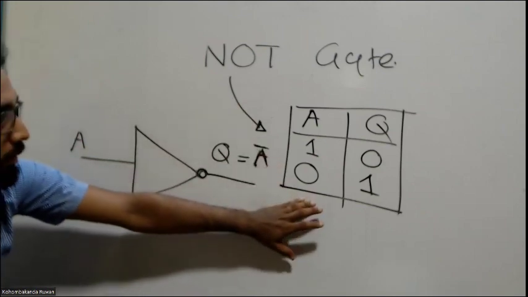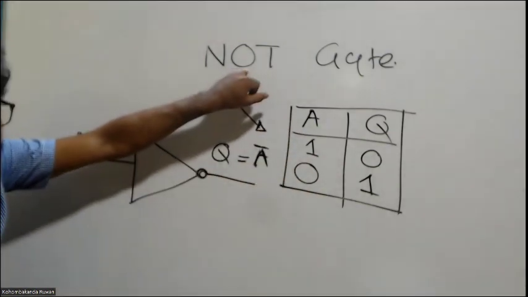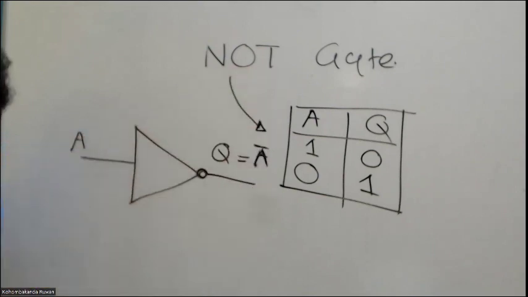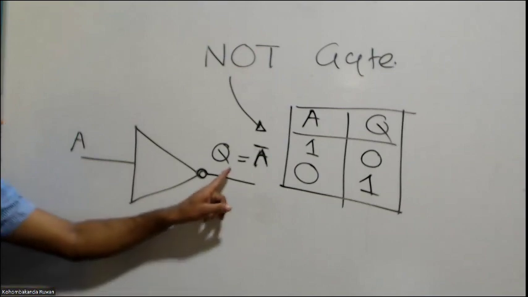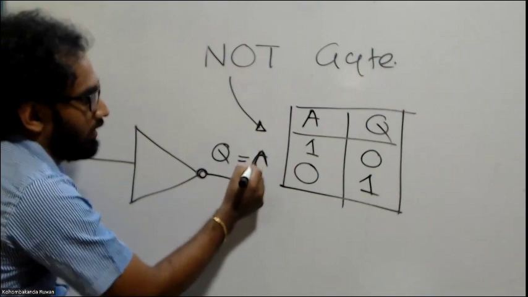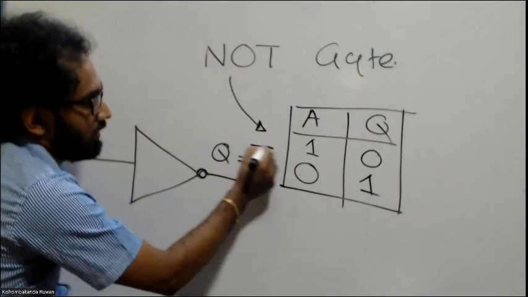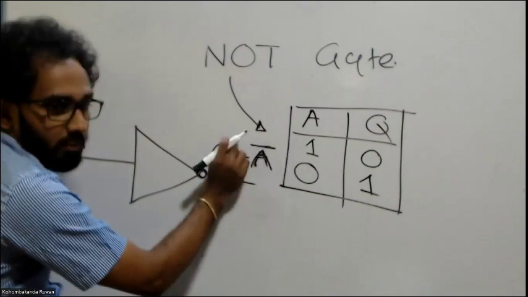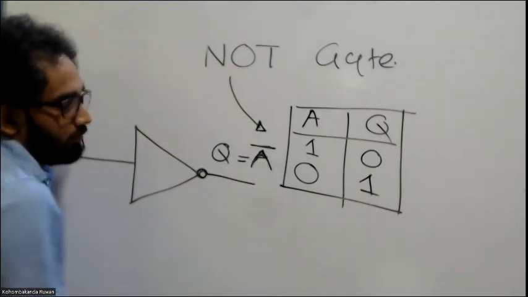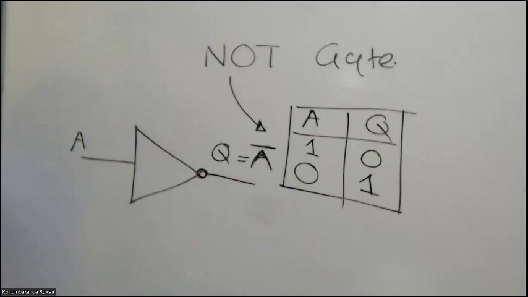This is the truth table for the NOT logic gate. Sir, what is the Boolean expression? Q equals A, with a line, a dash, over the A to denote NOT.